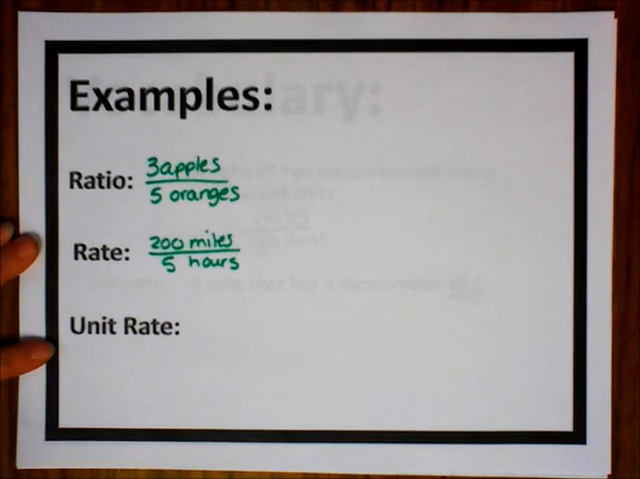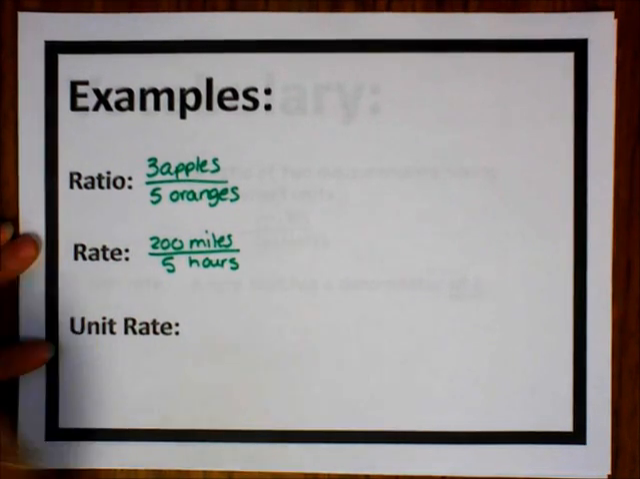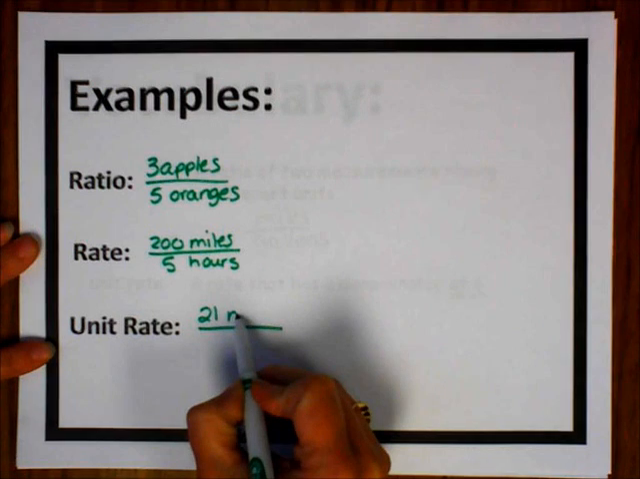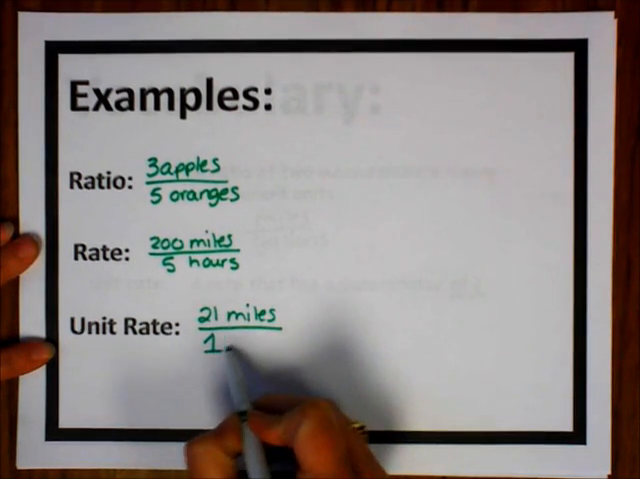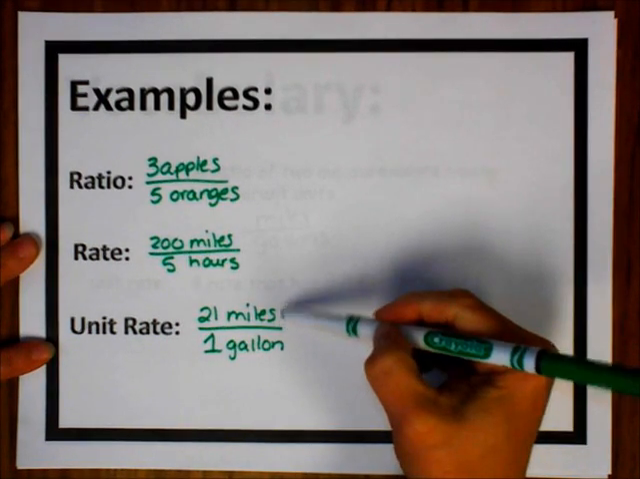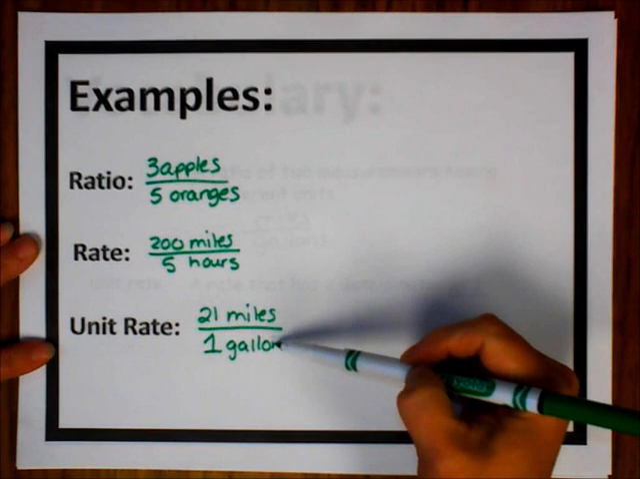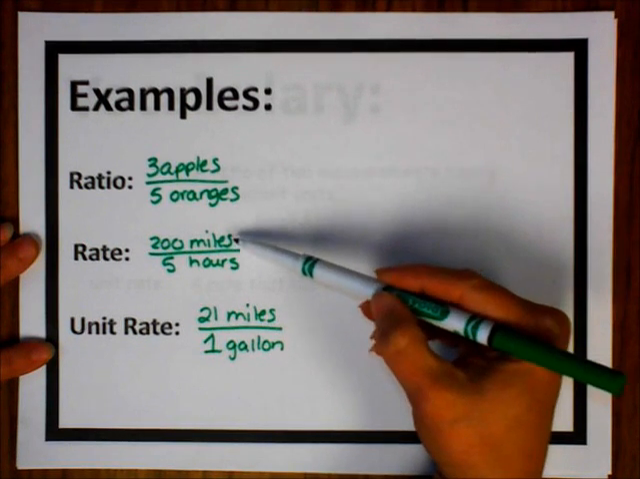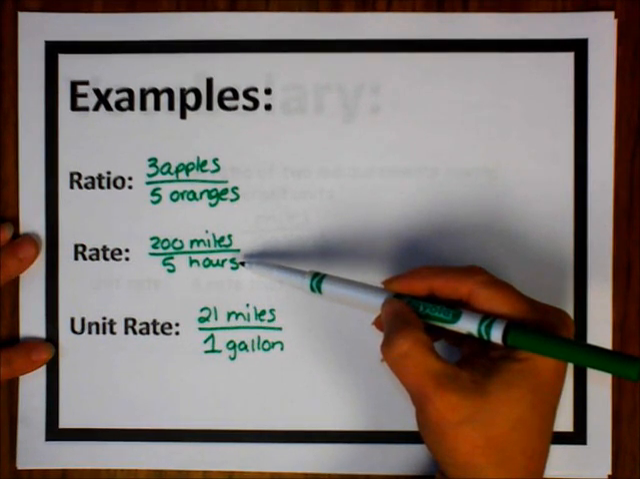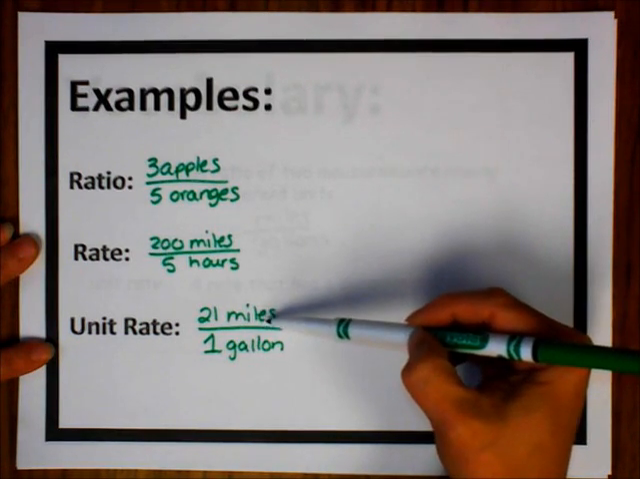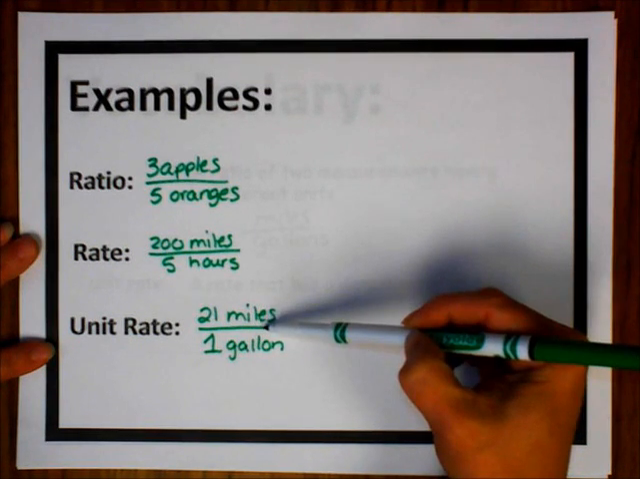Then a unit rate is a more specific kind of rate that has a denominator of 1. So I could say that we drove 21 miles on 1 gallon of gas. So a unit rate is a kind of ratio because I'm still comparing two numbers. A rate is also a kind of ratio because I'm comparing two numbers. But since I'm using different units of measurement like miles and hours, miles and gallons, these are more specific kinds of ratios called rates.